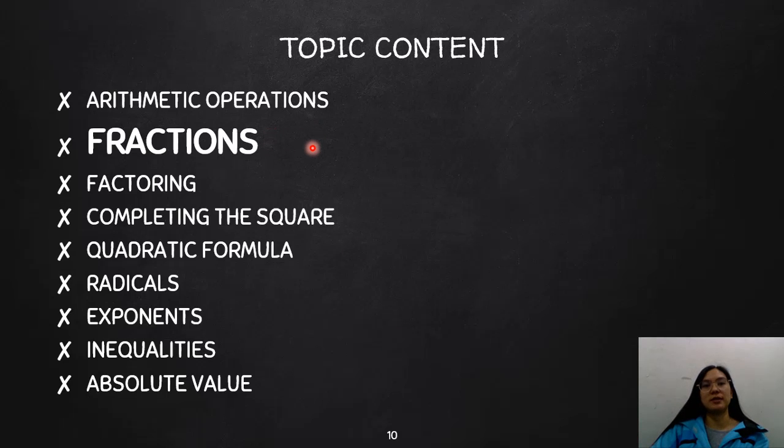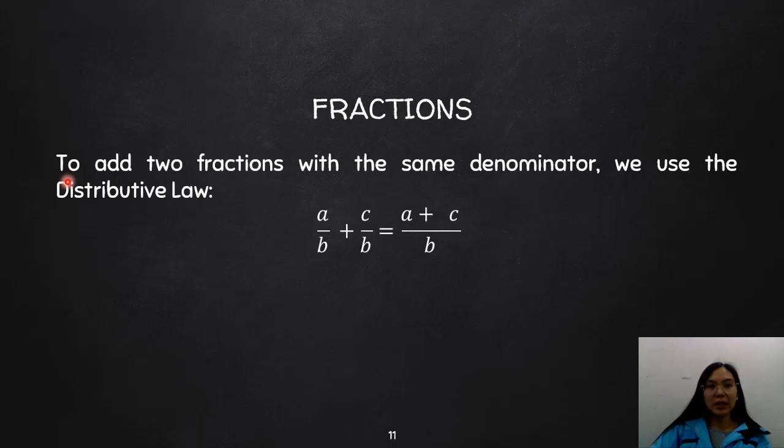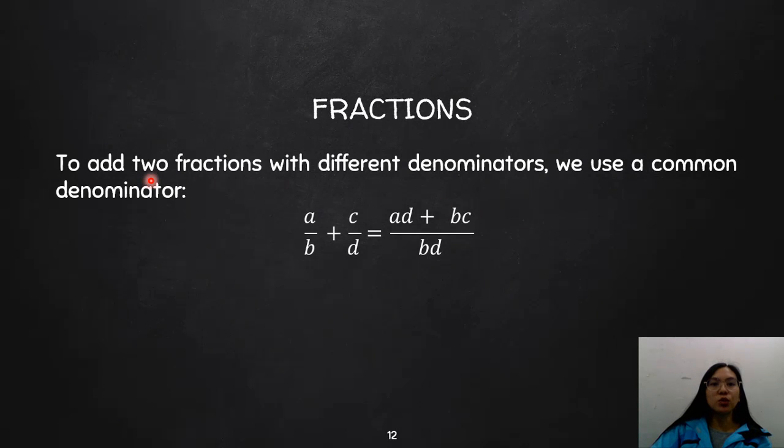So let's go to fractions. To add two fractions with the same denominator, we use the distributive law, wherein a over b plus c over b is equal to a plus c all over b. Again, take note, this is if they have the same denominator. To add two fractions with different denominators, we use a common denominator. So for example, a over b plus c all over d is equivalent to a times d plus b times c divided by b times d.